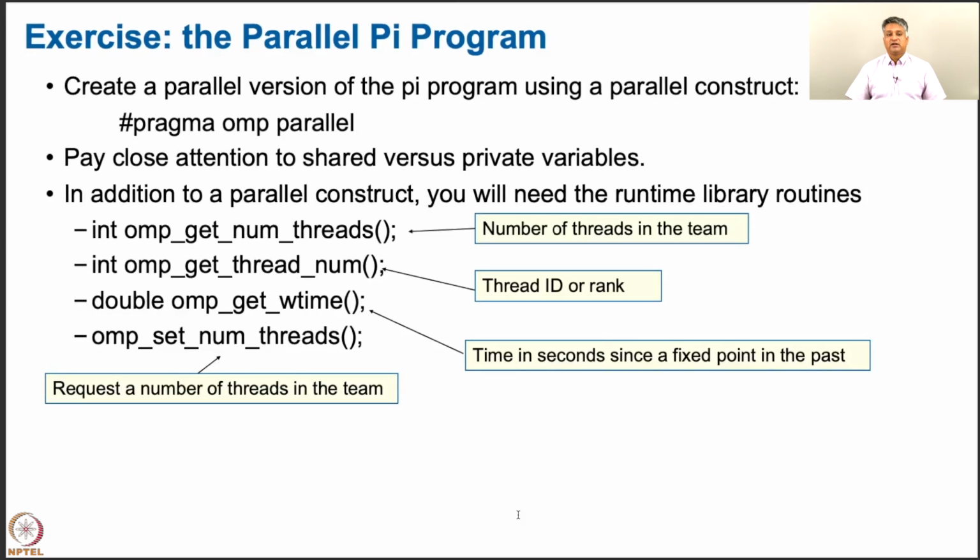Now, how do I create the parallel version of this program? I need to figure out what the shared variables are. I need to figure out what the private variables are. I need to keep a close eye on that.